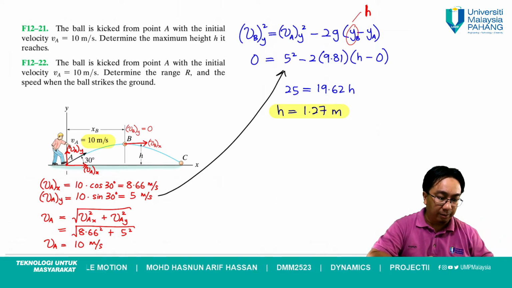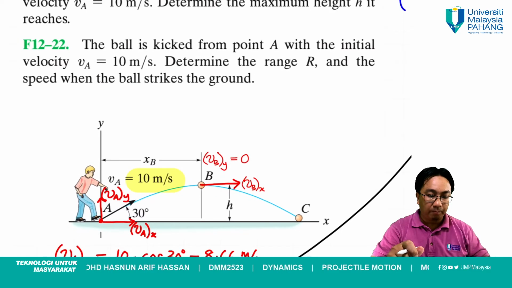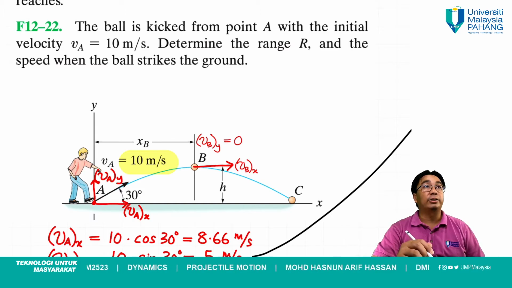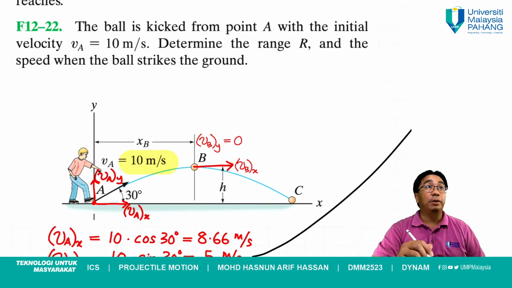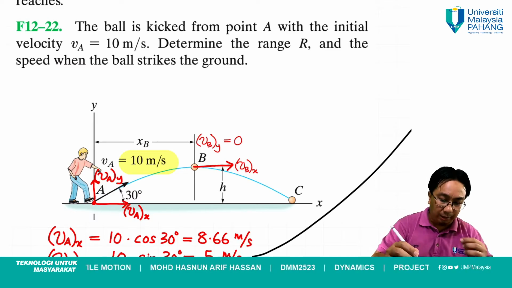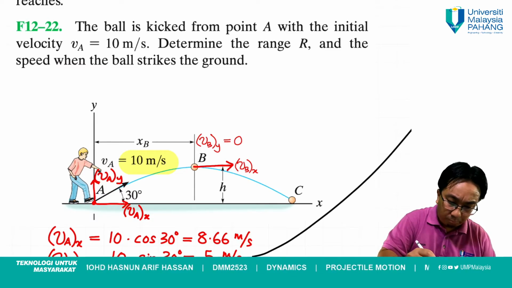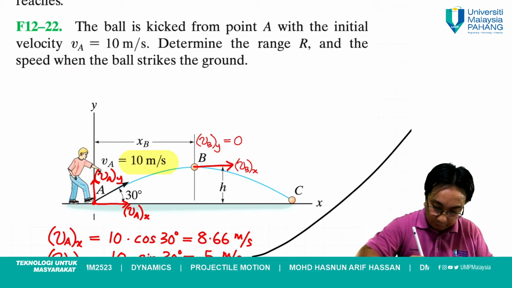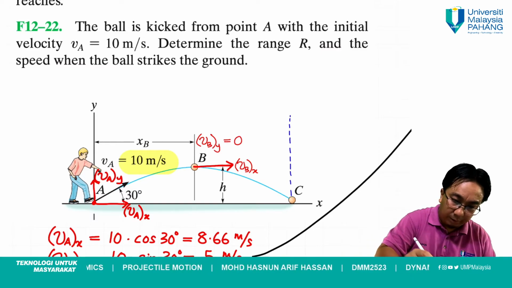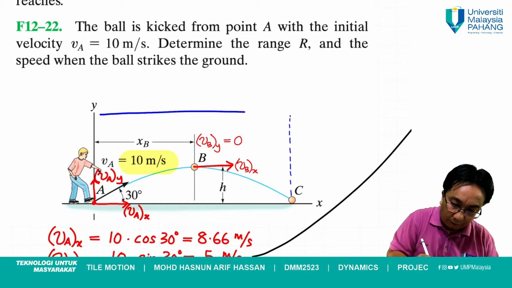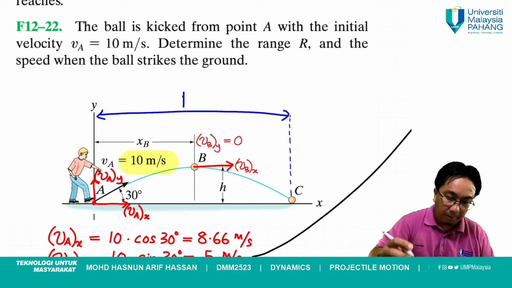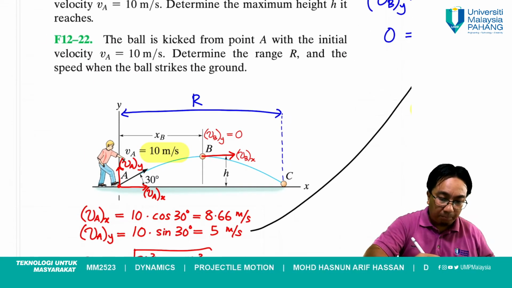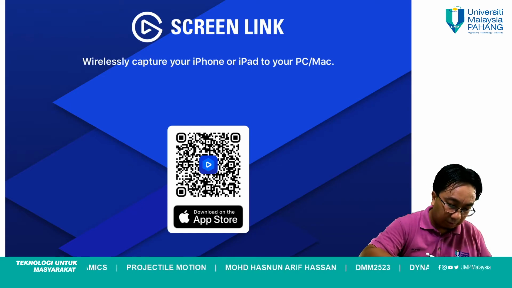Okay, kita baca soalan dia dulu. The ball is kicked from A with initial velocity 10 meter per second. Sama macam tadi. Determine the range R and the speed when the ball strikes the ground. Okay, sekarang ni dia nak tahu daripada mula sampai ke titik C ni. Okay, yang ni, this is R. Berapa jarak? Okay, dia nak tahu berapa jarak. And the speed pula.